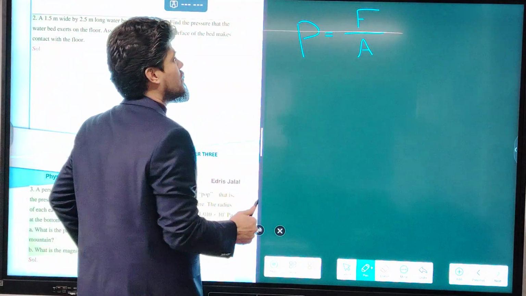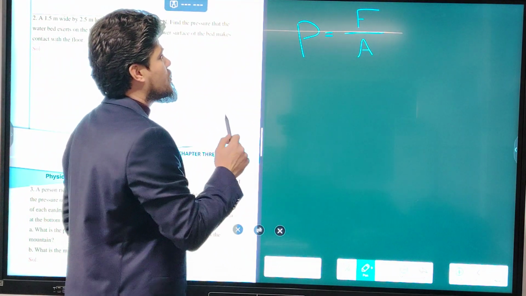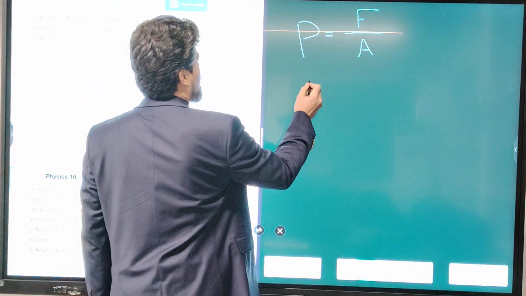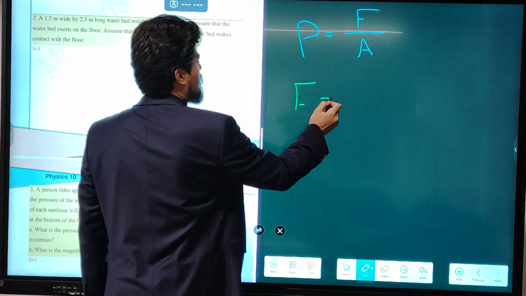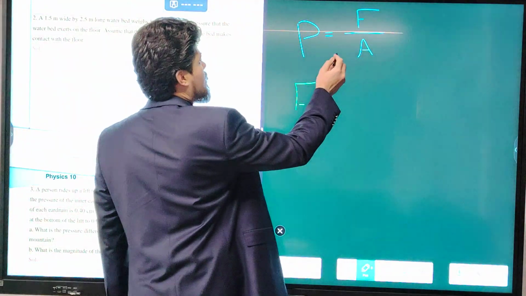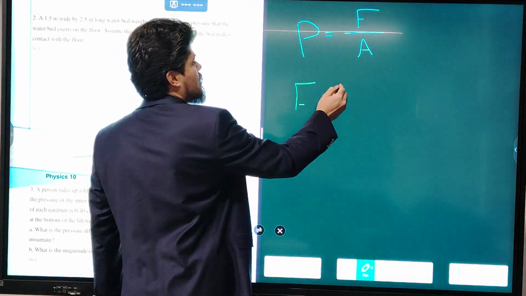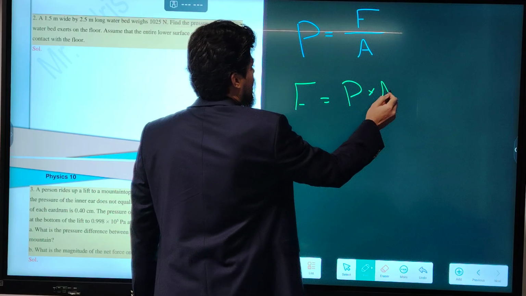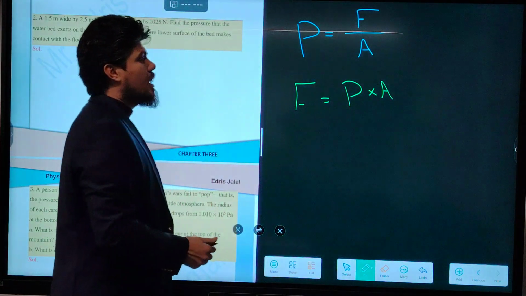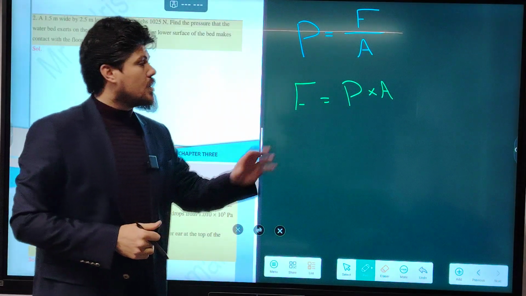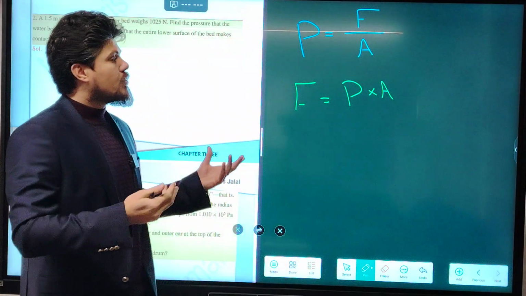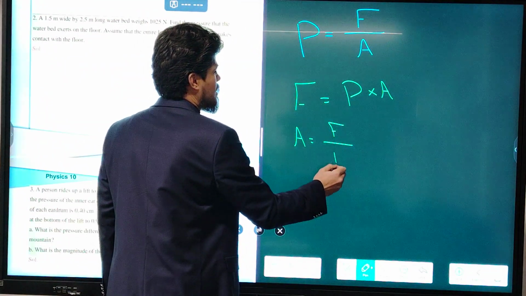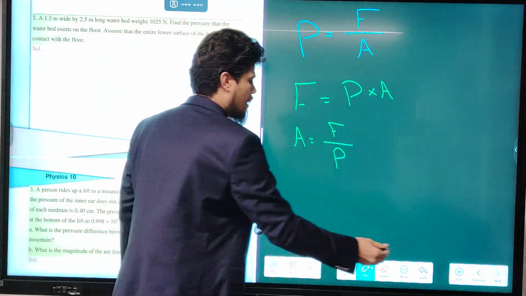If the pressure is unknown, to determine the amount of the pressure, you have to use this relation, force divided by area. But to determine the force when pressure and area are given in the question, you can rearrange this equation: force is equal to pressure times area. And of course, you can rearrange the equation to determine pressure, force, and area. To determine area, you have to use this relation, force divided by pressure.